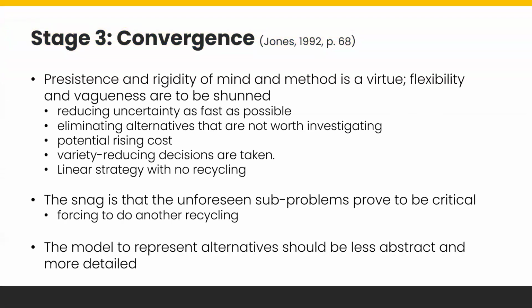Persistence and rigidity of mind and method is a virtue. Flexibility and faultness are to be shunned. Jadi kamu nggak boleh bingung lagi. In this stage, you have to decide. You cannot be like, oh yeah, I'm still thinking of which one is the most important. The hierarchy had to be set. Reducing uncertainty as fast as possible, eliminating alternatives that are not worth investigating, potential rising cost, yeah, variety of reducing decision are taken, there strategy with no recycling. So hopefully after this convergence kamu nggak kembali lagi, karena kalau kembali lagi berarti kamu udah ngebuka lagi nih, ya kan, problemnya. Okay, next.